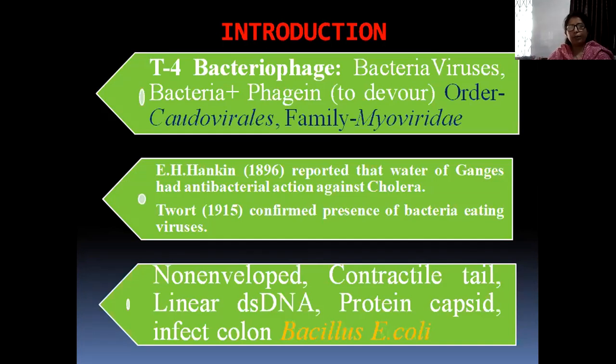T4 bacteriophages are the viruses that eat bacteria, made up of bacteria plus phagine. Phagine means to devour, that means to eat something very fast. The T4 bacteriophage belongs to the order Caudovirales and the family Myoviridae. They were first reported by E. H. Hankin in 1896, that the water of the Ganges had antibacterial action against cholera. In 1915, Twort confirmed the presence of bacteria-eating viruses.